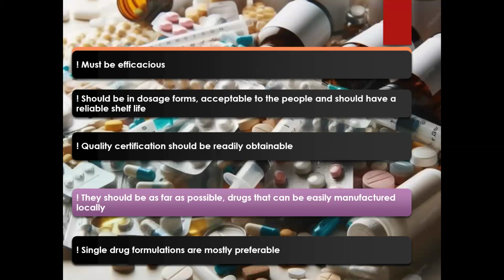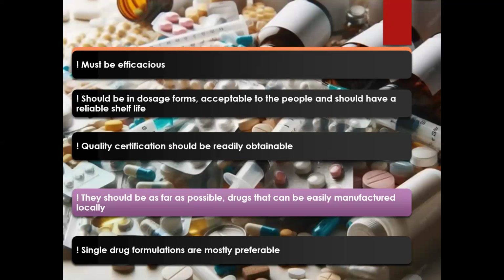Then talking about reliable shelf life, we mean that the drug should be able to maintain a level of potency and safety over time, so that when you purchase a drug, within a few days the drug has not already deteriorated.